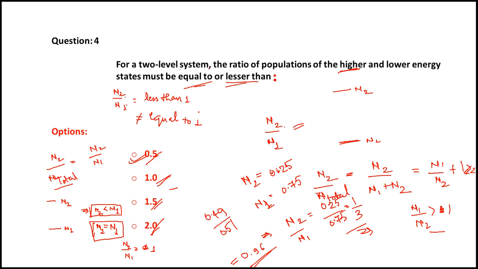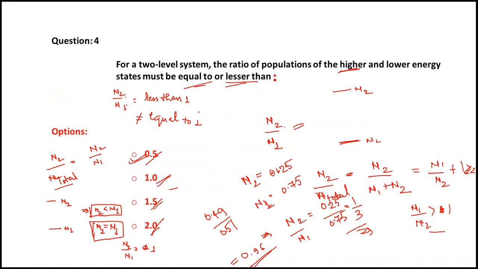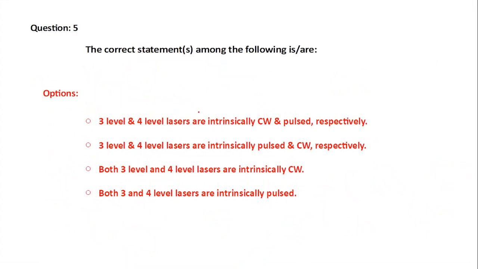There is a bit of confusion in these two, but I think the assumption we are considering is correct. So we'll go to question number 5. The correct statement among the following is or are. Our options are: the 3 level and 4 level lasers are intrinsically CW and pulsed respectively. The 3 level and 4 level lasers are intrinsically pulsed and CW respectively. Both 3 level and 4 level lasers are intrinsically CW, and both 3 and 4 level lasers are intrinsically pulsed.